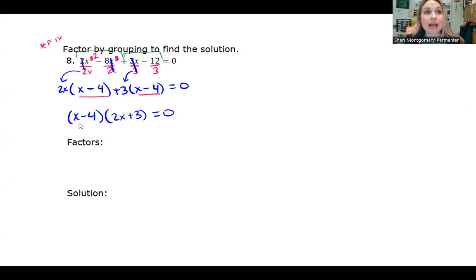So now I have my two factors. Now it's just like the rest of the problems we did. We're going to set each one equal to 0. So these are my factors. And now I'm going to find my solutions.